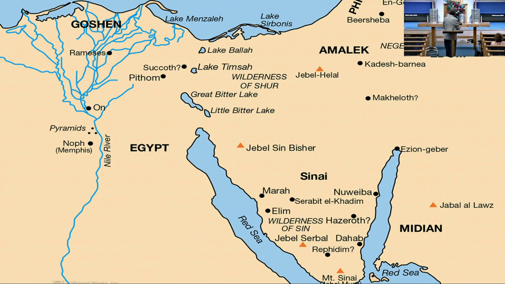They cross the Red Sea. They come to Mount Sinai. They come to Kadesh Barnea, and for 40 years they wander in the wilderness. They come back to Kadesh Barnea, and they want to go into the Promised Land.